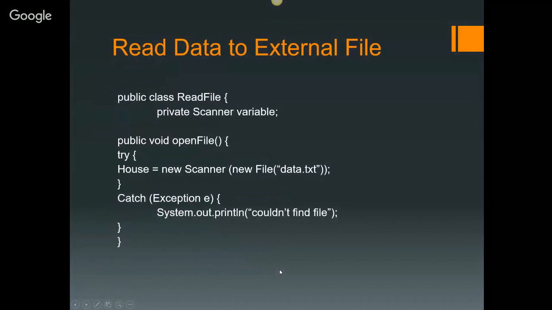If I wanted to read data from the external file, you could do something like public class ReadFile. You need the scanner variable in there. So I just put variable. You can put whatever you want there, like x, house, etc. I put house down here as the variable. I should have put private Scanner house. I should have made that consistent. Sorry about that. But here I'm going to have my open file function, and it tries. So house equals new Scanner, new File, and then it equals the data text file. If it goes wrong, then the catch statement occurs, and it would print out that it could not find the file if you didn't type in house.